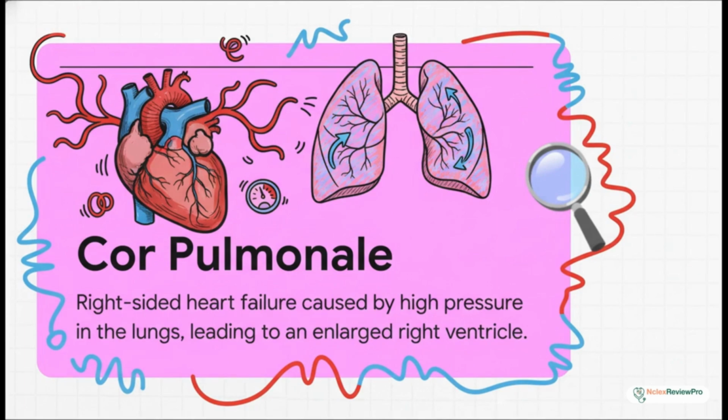Think about it. The right side of your heart's job is to pump blood to the lungs. But if the pressure in the lungs is incredibly high, that right ventricle has to work so much harder. Over time, it gets bigger and just fails. It's a perfect, if tragic, example of how closely our lung and heart problems are connected.